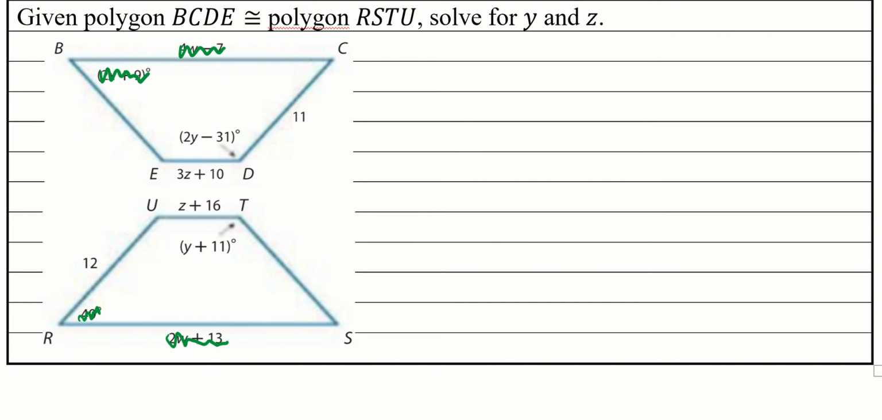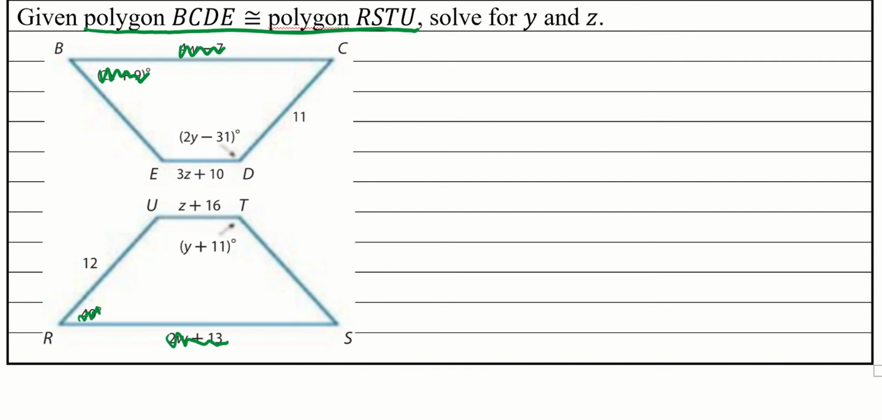We're given that these polygons are congruent, and we want to use that to solve for Y and Z. This is actually one of the problems that we did on a homework assignment or an exit ticket when we first started this unit. We're using the same idea, except now we're solving for a couple different variables.